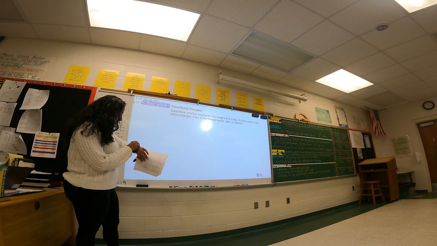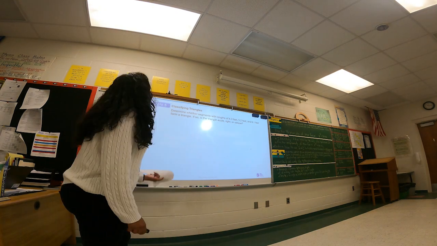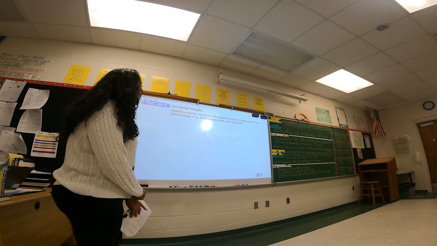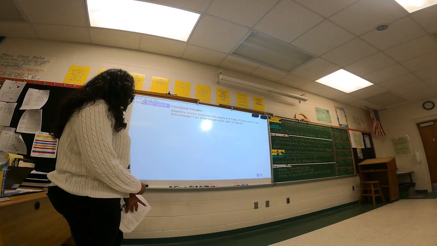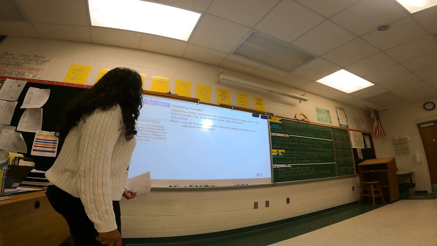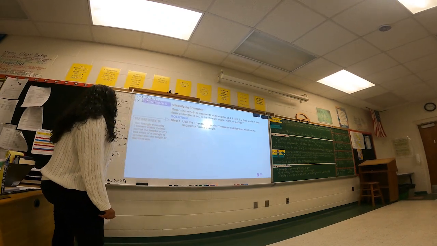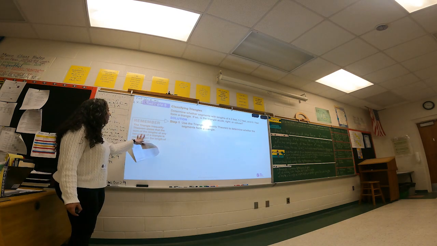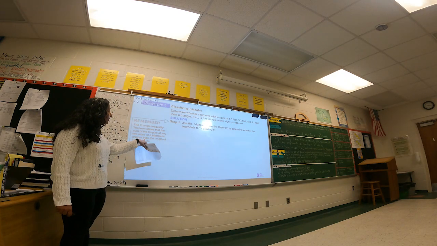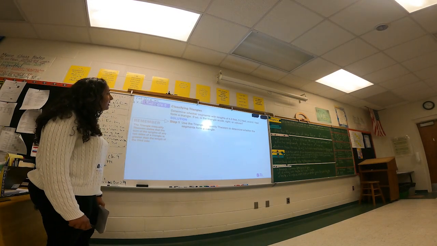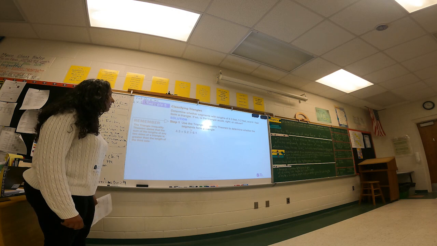Determine whether segments with lengths 4.3 feet, 5.2 feet, and 6.1 feet form a triangle. If so, is the triangle acute, right, or obtuse? So we're going to use that theorem we just talked about. Remember, the triangle inequality theorem states that the sum of the lengths of any two sides of the triangle has to be greater than the length of the third side. So does this even form a triangle?